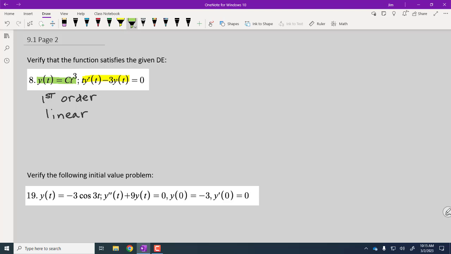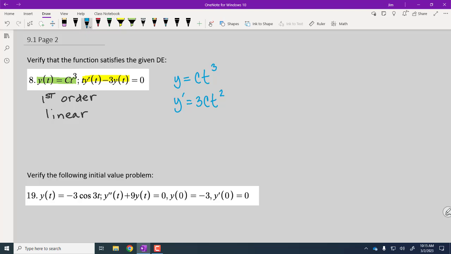Okay, so let's show that this function satisfies that. At this stage, we haven't said how to find this function. We're just saying that function is going to satisfy this. So we plug it and its derivatives in and see if it works. If we have y equals a constant times t cubed, its derivative is going to be 3ct squared. And it's as simple as it sounds. We just plug those in and see if we get something that's true.